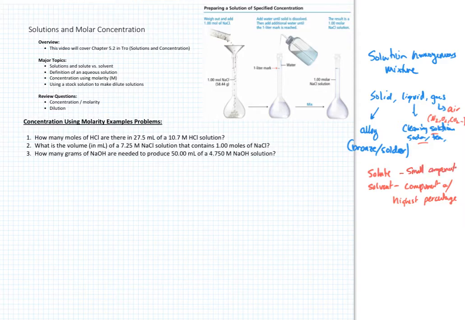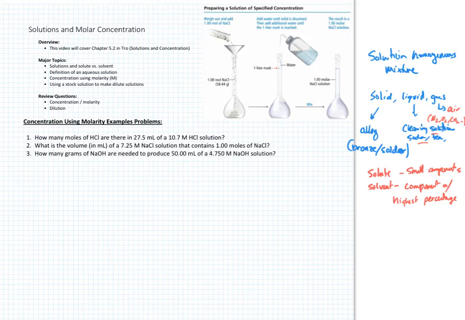I put component, it's really components, depends on what it is. Something like soda has a lot more than just one thing in it. I mean, there's sugar dissolved in it, but there's coloring agents, and there's also gas dissolved in it. So there's other smaller components in it as well. So we call it the solvent and the solute, and those two together make a solution.